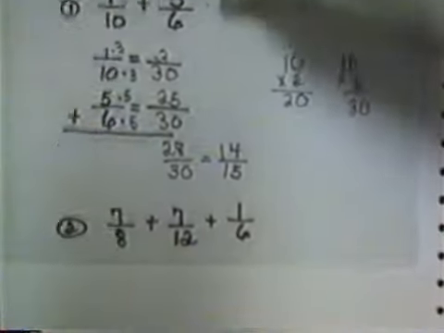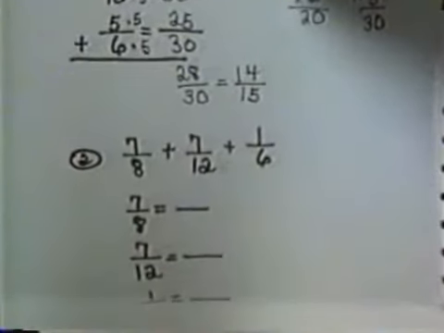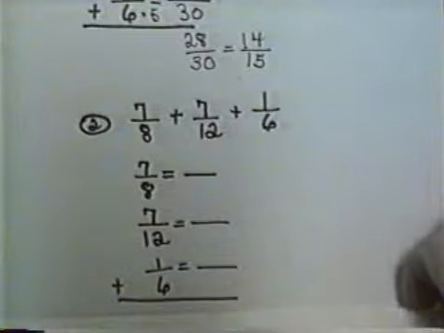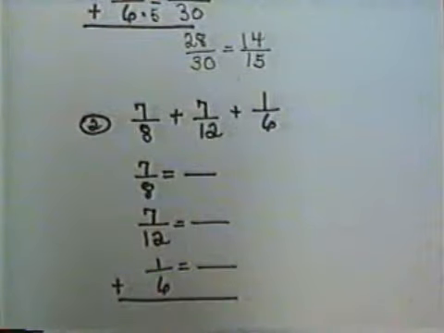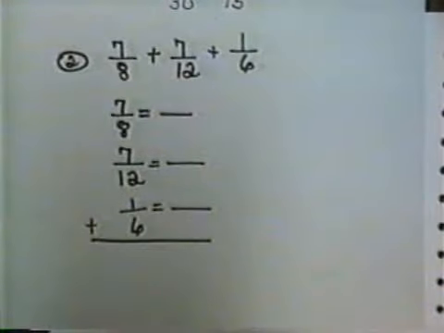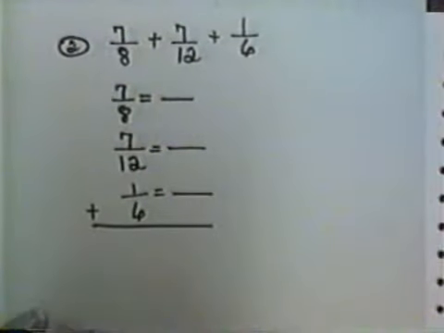Now let's look at another one. Let's add 7/8, 7/12, and 1/6. So we can add 3 fractions just the same way as we add 2 fractions.